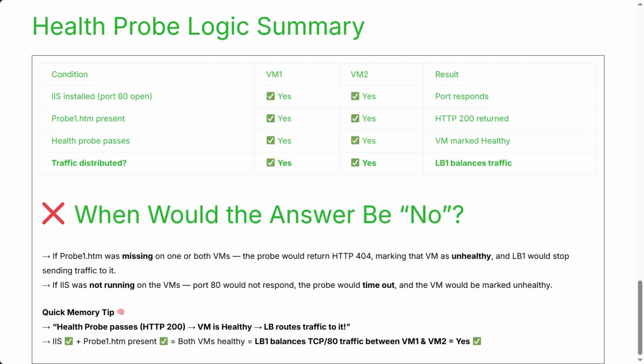When would the answer be no? If probe1.htm was missing on one or both VMs, the probe would return HTTP 404, marking that VM as unhealthy, and LB1 would stop sending traffic to it. If IIS was not running on the VMs, port 80 would not respond. The probe would time out, and the VM would be marked unhealthy. Quick memory tip. Health probe passes HTTP 200, VM is healthy, LB routes traffic to it. IIS, probe1.htm present, both VMs healthy, LB1 balances TCP 80 traffic between VM1 and VM2 equals yes.